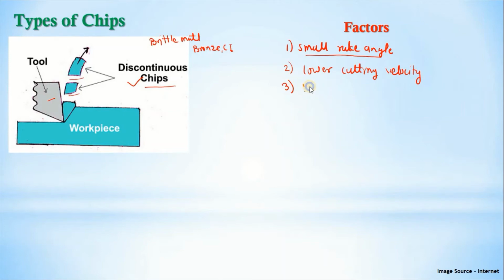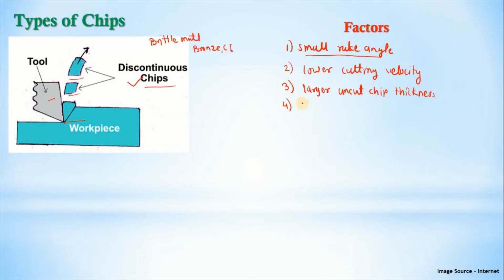Then the third one is a larger uncut chip thickness, a larger depth we can say. As the uncut chip thickness is large, higher forces are to be applied by the tool to remove the material. So this is the uncut chip thickness that we are giving higher. Hence the magnitude of the energy wave will be high. Therefore the chances of propagating the energy wave up to the surface are high. So that will produce a discontinuous chip.